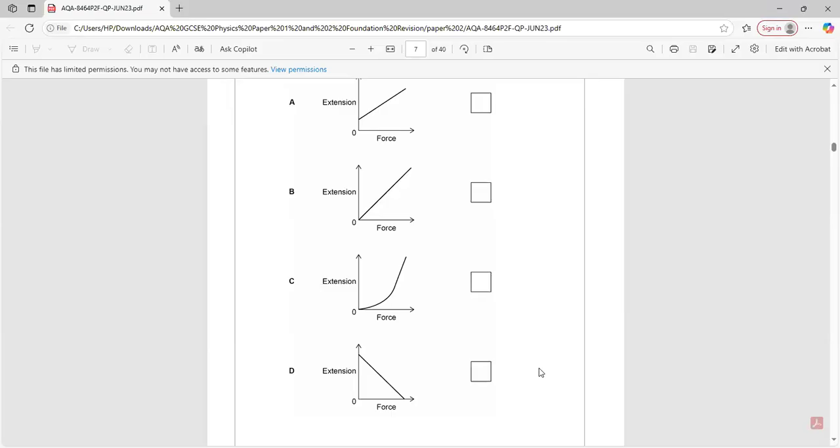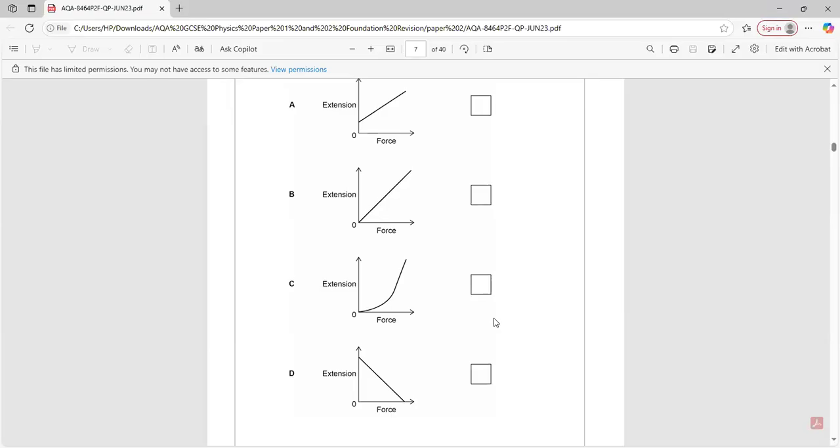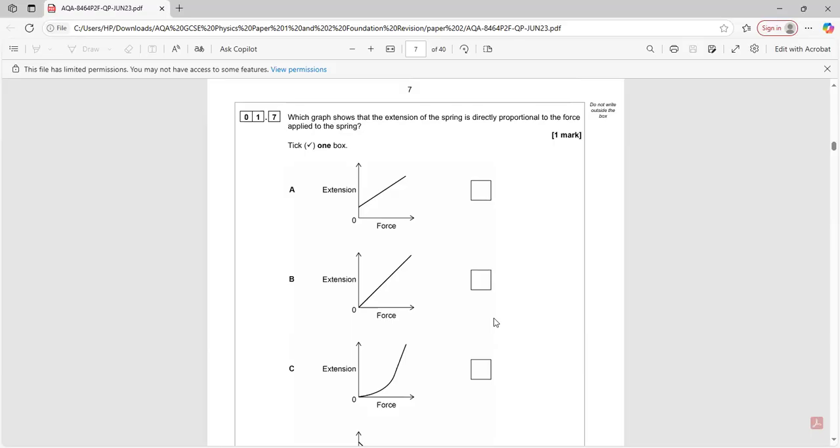Have you heard of those terms before? Direct proportionality and inverse proportionality. Yes. Okay, good. All right. So the thing now is for us to establish which one is which. I would go with B.